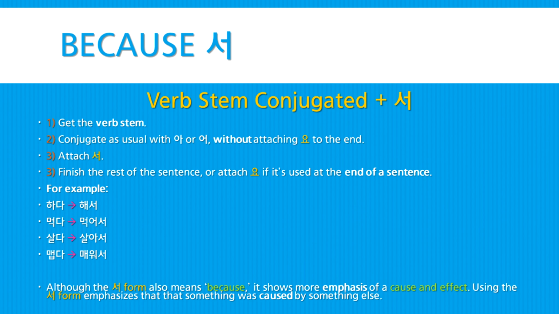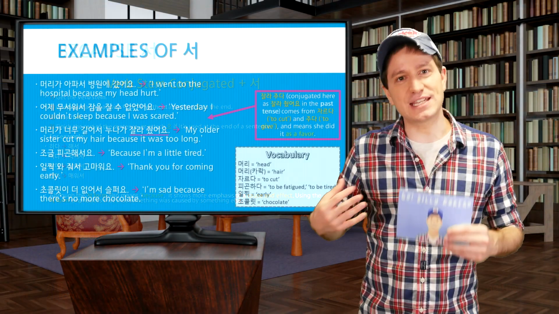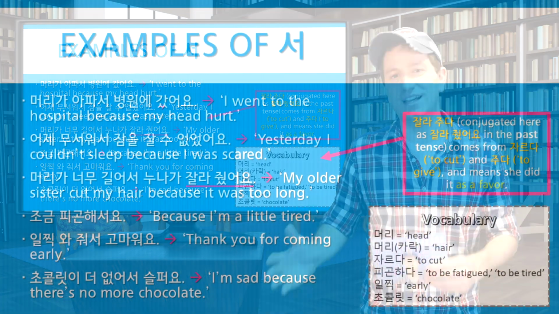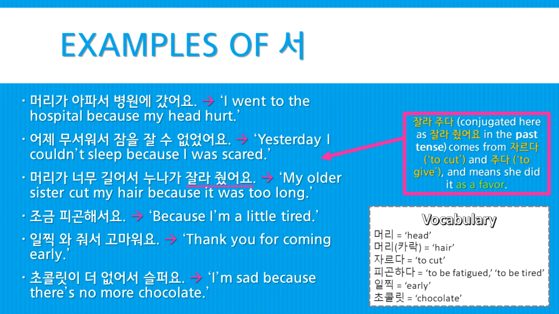Although this form also means because, it shows more emphasis of a cause and effect. So using the 서 form emphasizes that something was caused by something else. So next, let's look at some example sentences using this 서 form to mean because. 머리가 아파서 병원에 갔어요. I went to the hospital because my head hurt. 어제 무서워서 잠을 잘 수 없었어요. Yesterday, I couldn't sleep because I was scared.